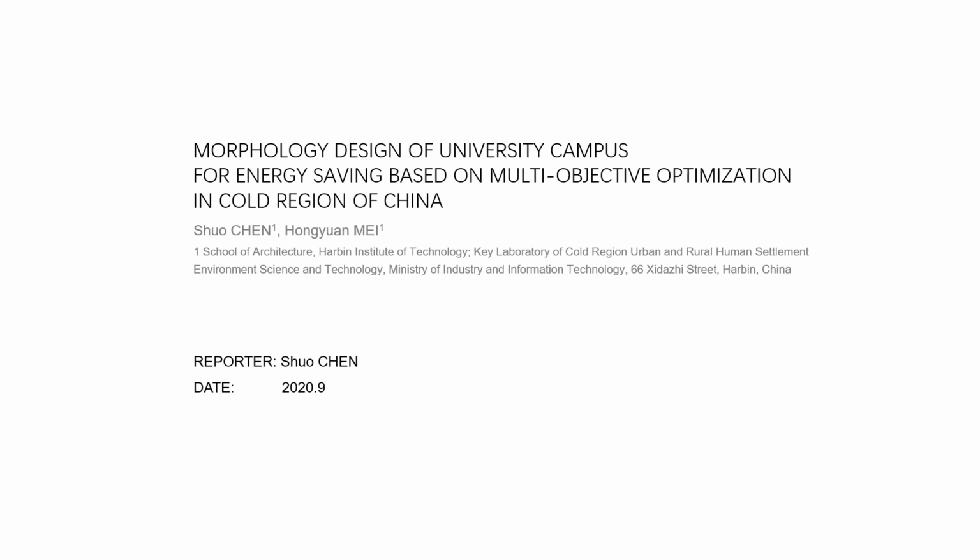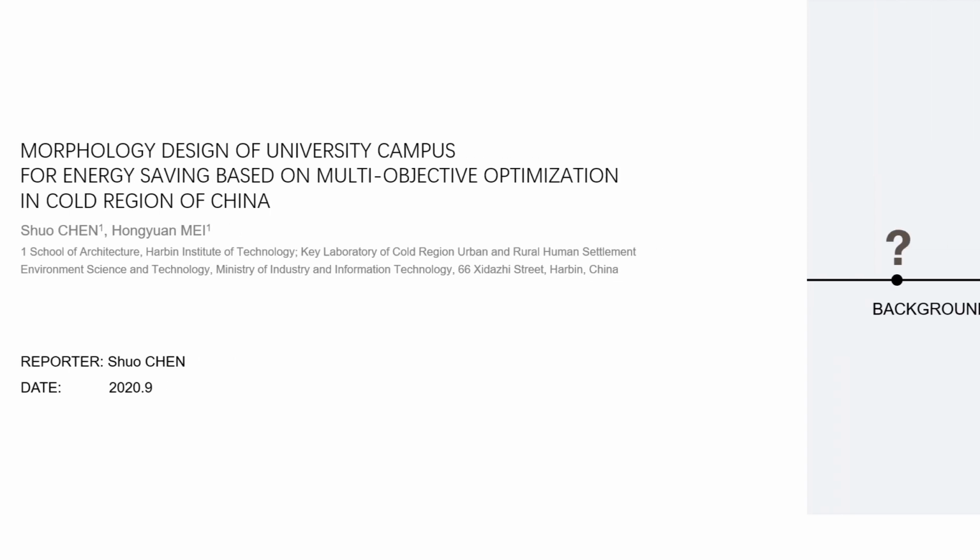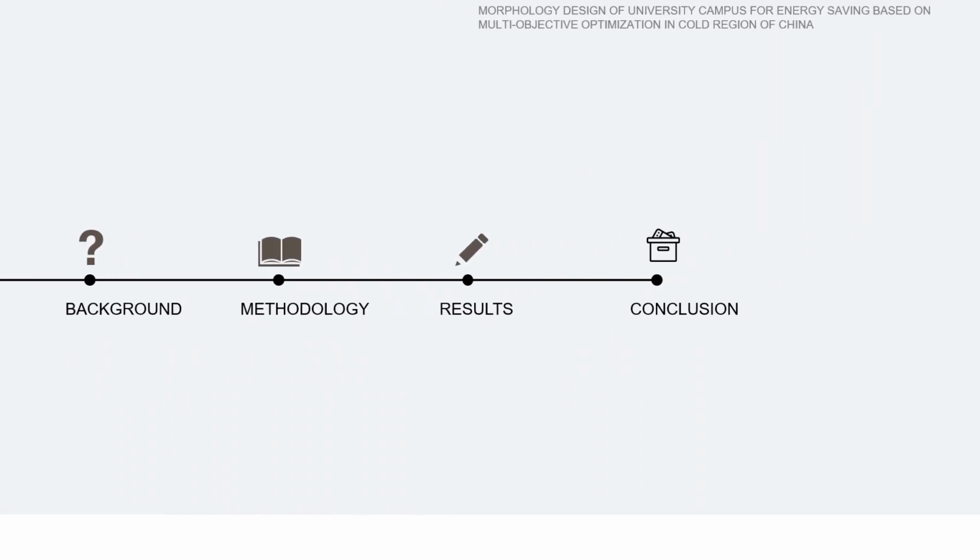The topic of this report is Morphology design of university campus for energy saving based on multi-objective optimization in cold region in China, which is divided into the following four parts.